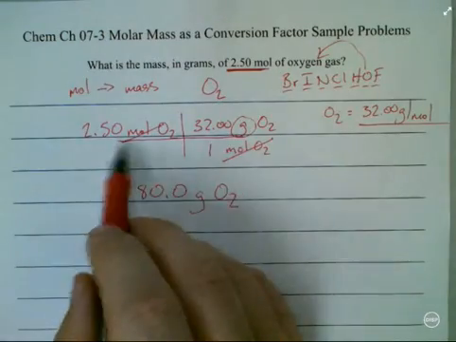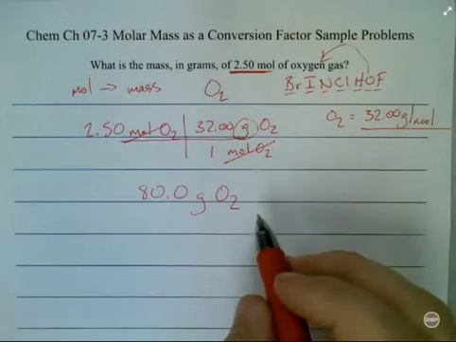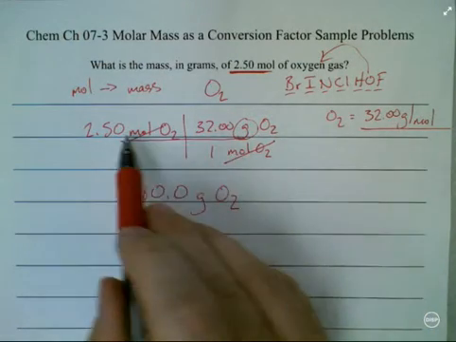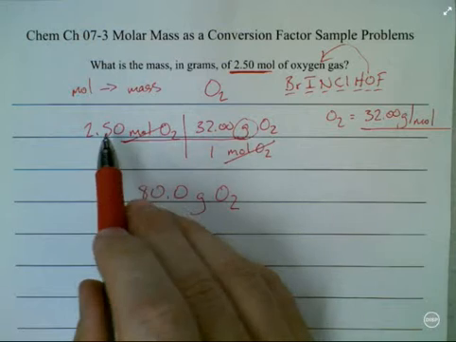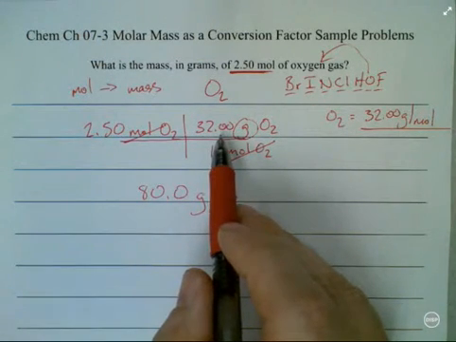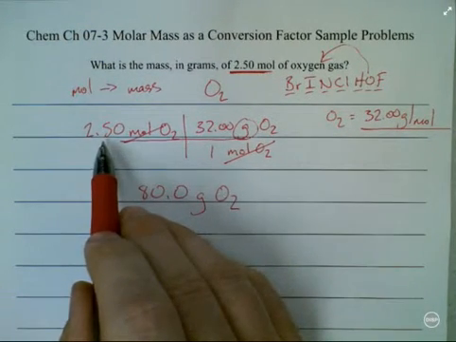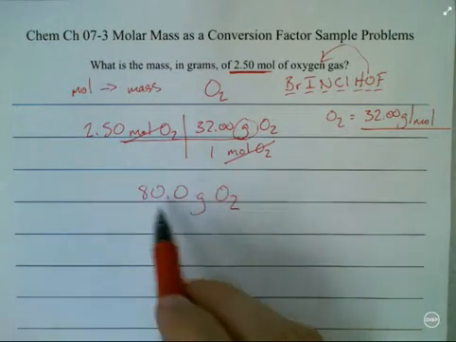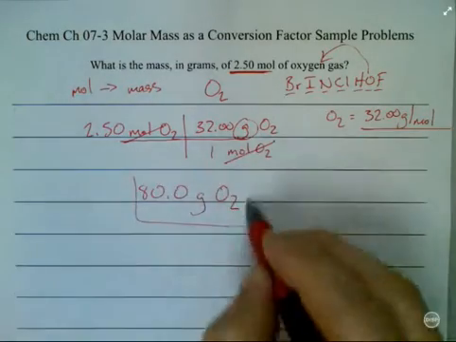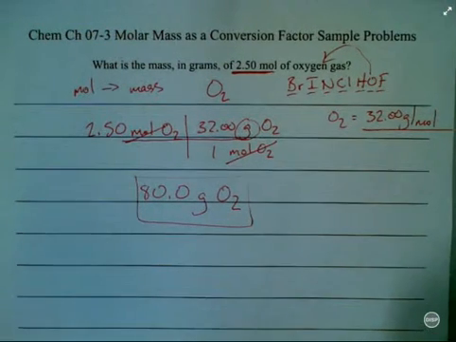Now notice I'm using multiplication as a mathematical function, and so in terms of considering the appropriate number of significant figures, I look at all of the values that I'm using here, 2.50 and 32.00, and I just identify which value has the fewest number of significant figures. I see that 2.50 has the fewest number of significant figures as 1, 2, 3. And so my answer needs to be reported with 3 significant figures, 1, 2, 3, and I'm good to go. So your final answer is going to be 80.0 grams of O2.